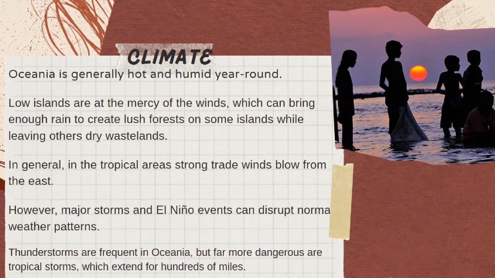Climate. Oceania is generally hot and humid year-round. Low islands are at the mercy of the winds, which can bring enough rain to create large forests on some islands while leaving others dry wastelands. In general, in the tropical areas, strong trade winds blow from the east.